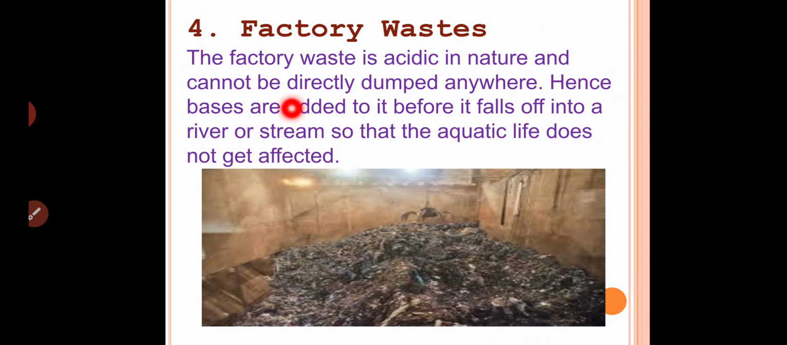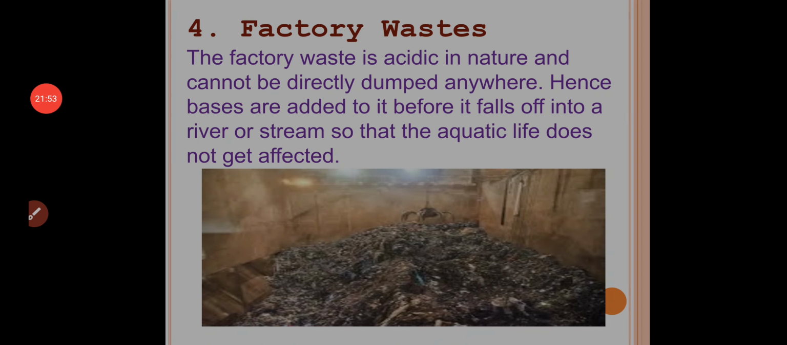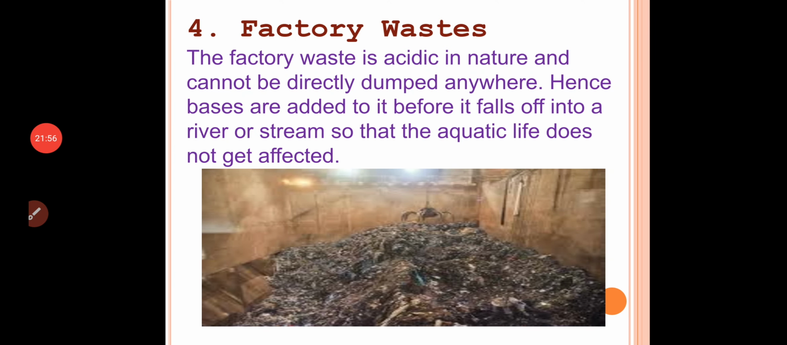So next is factory waste. So much waste comes out of factories every day, in tons and truckloads. The factory waste is acidic in nature and cannot be directly dumped anywhere. So factory waste is very acidic, and we cannot dump it anywhere. Hence, bases are added to it before it flows into a river or stream, so that the aquatic life does not get affected.